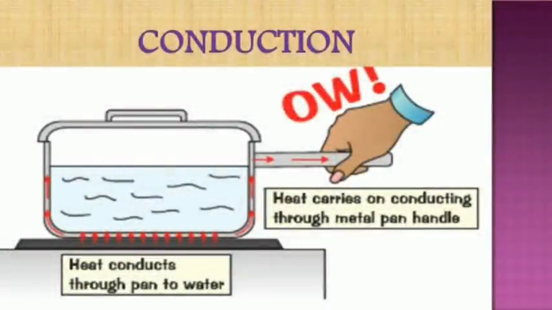In this picture, we have a metal pan. We can see that the heat from the stove gets transferred from the bottom of the pan towards its handle, and when we touch it, we feel it is hot. This occurs due to conduction.